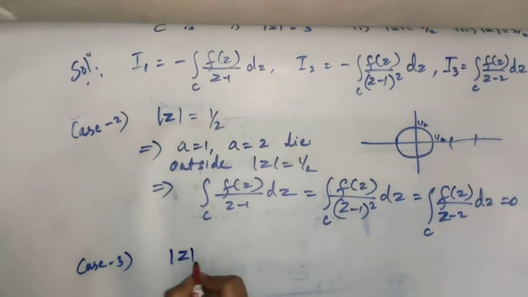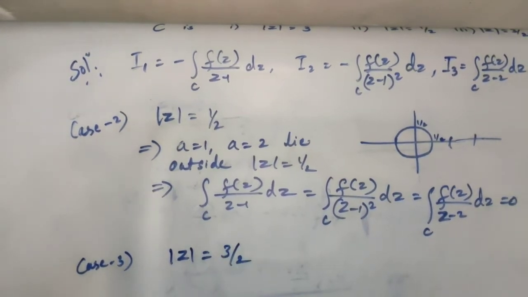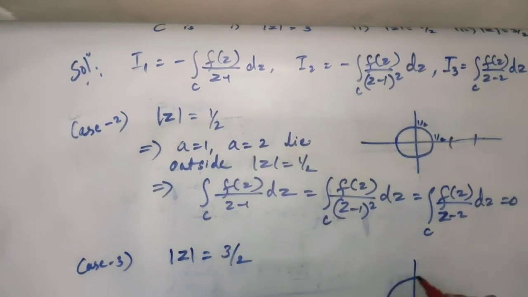Let us discuss case 3 now. The next circle is mod z is equal to 3 by 2. So let us directly draw the circle now. So here it is.